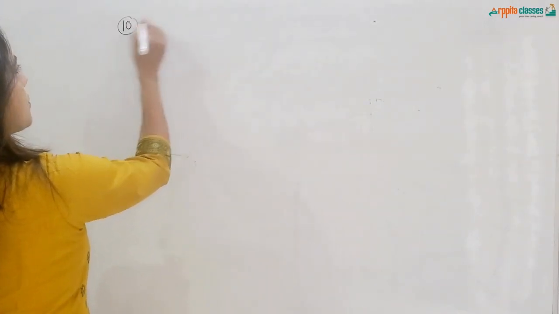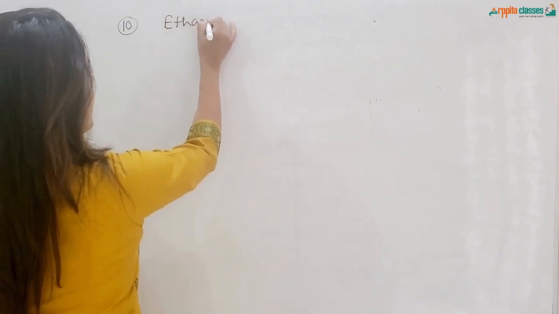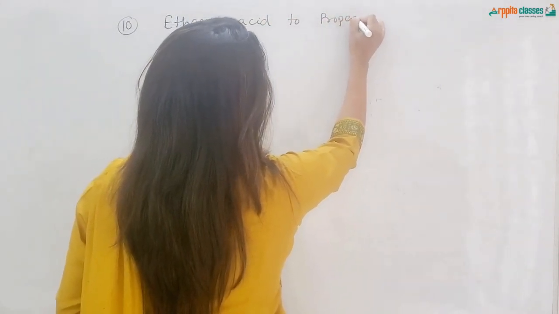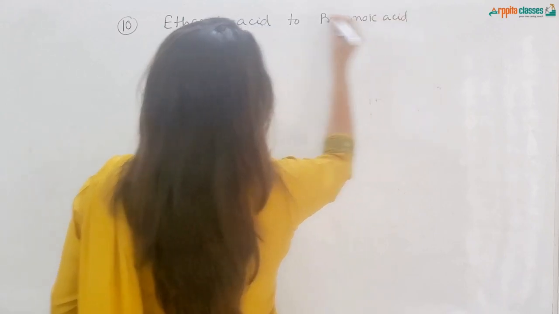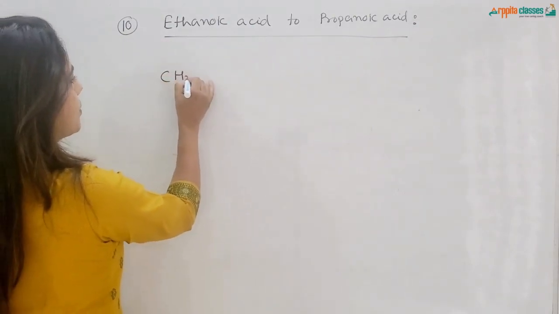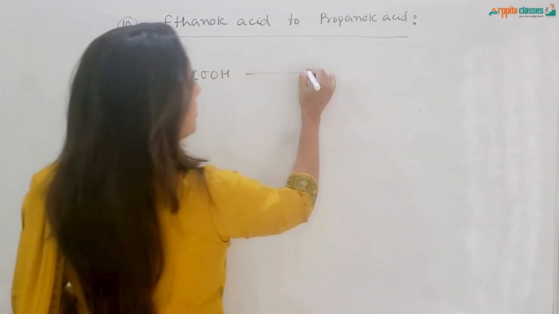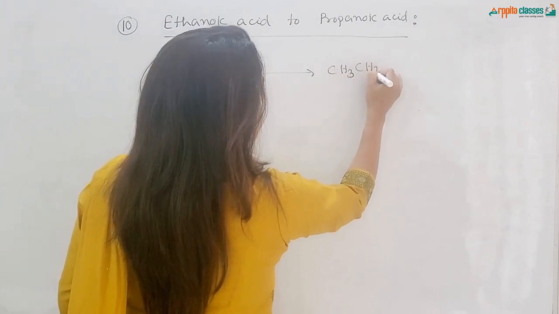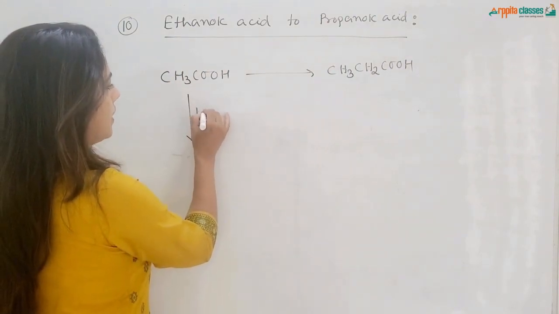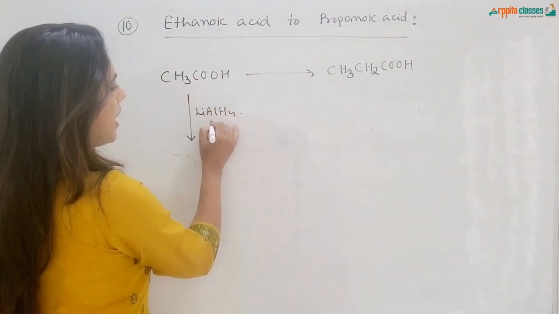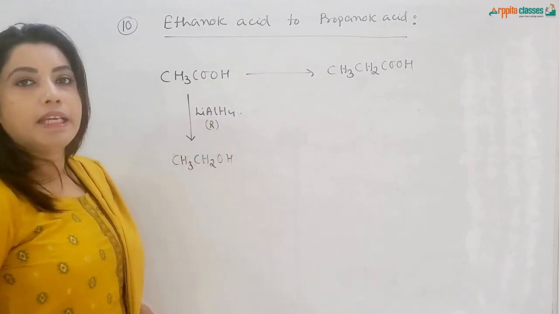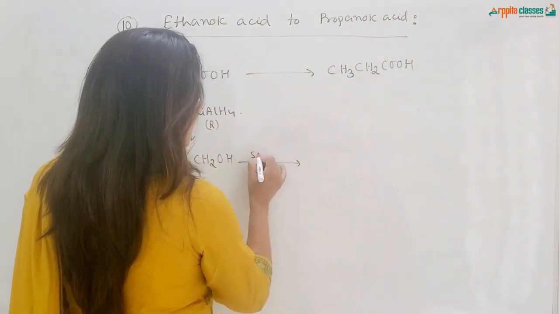The last conversion of this video, ethanoic acid to propanoic acid. So you can understand that this is a step up reaction from a 2 carbon atom acid, CH3COOH, we need to get CH3CH2COOH, an acid with 3 carbon atoms. So first of all, I will treat this with lithium aluminium hydride. Reduction will take place and I'll get CH3CH2OH. I'll get ethanol.